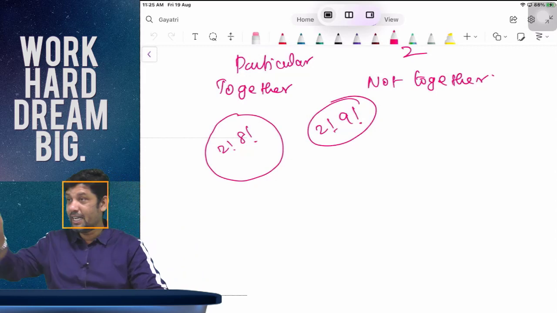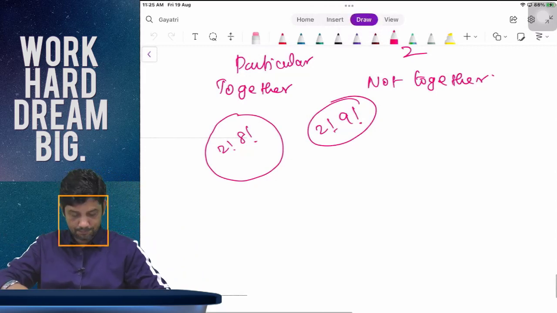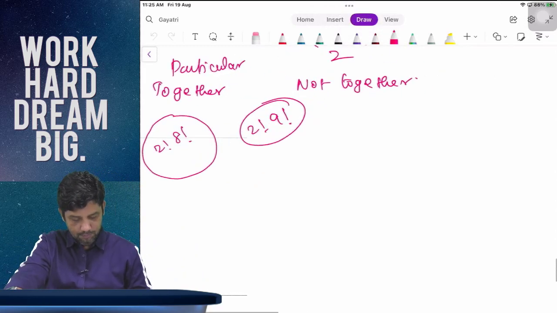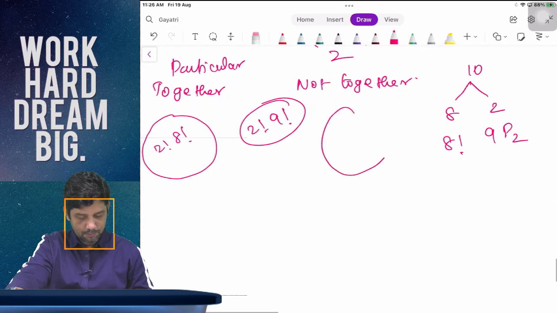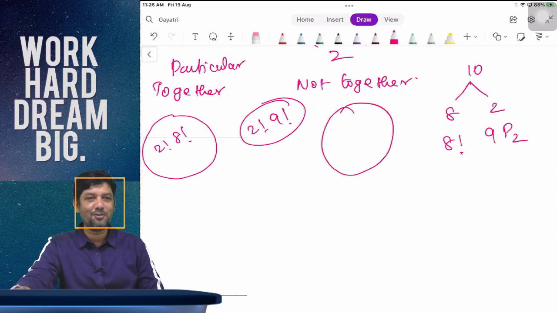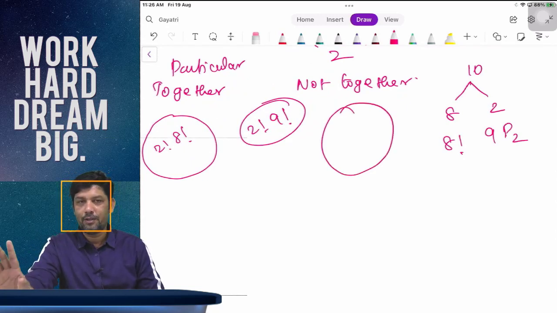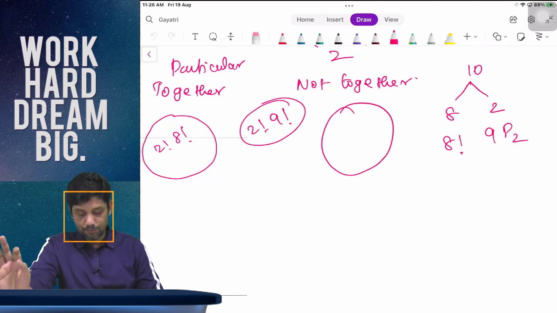Linear arrangement answer I'm asking. 8 factorial into 9P2. Now, here what is going to be the answer, you know? Wait. Let me give that. Here, what we need to do, I'll tell you.